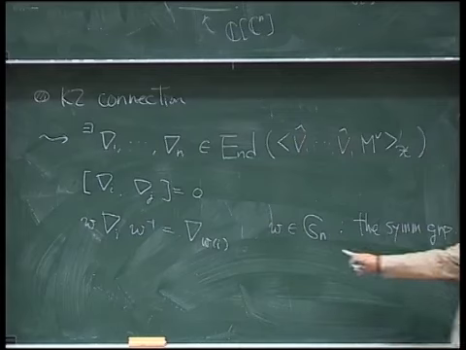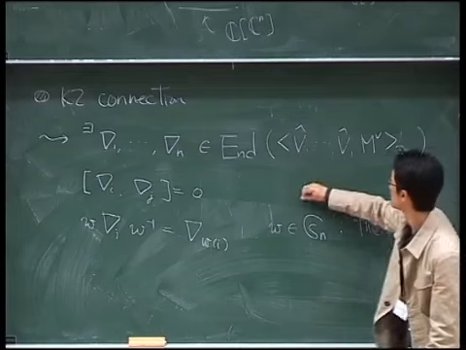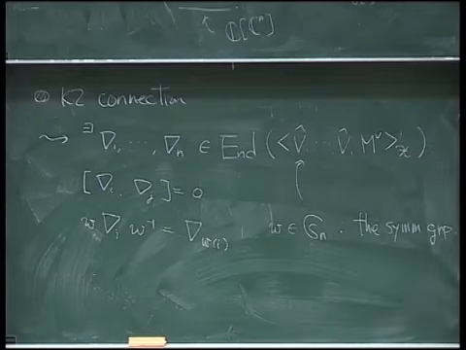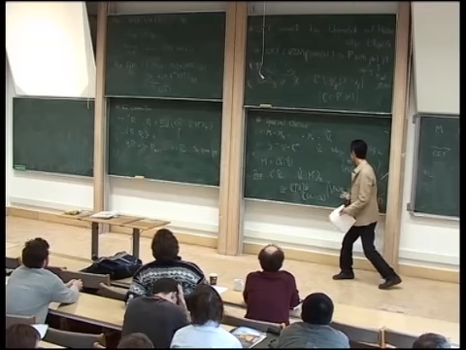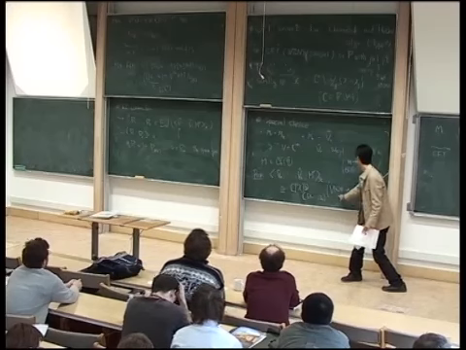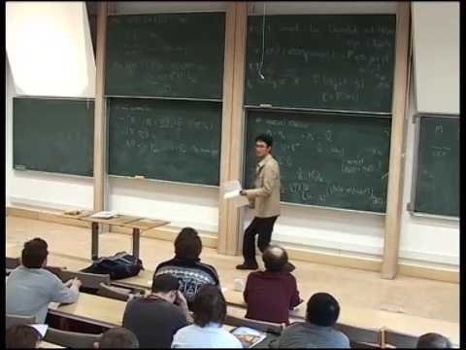And this acts on this vector space. So you see in this expression, the symmetric group acts as a permutation of variables and also permutes the components of the tensor product. So this is the KZ connection.